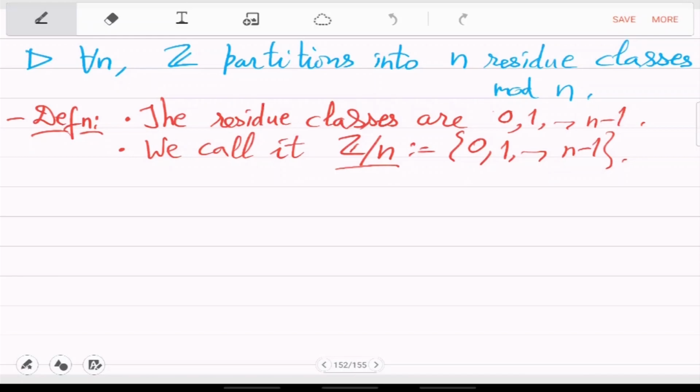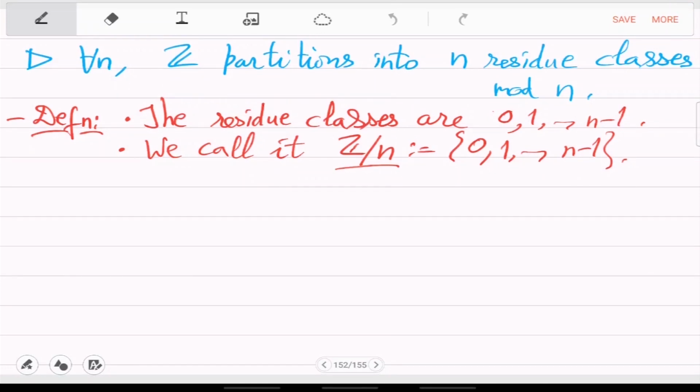So now there are only finitely many integers, and that set is called Z/n. These are all the integers now. There are only n integers, 0, 1, 2, up to n minus 1, obviously for a given n. If you change n, then the set of representatives will change. Arithmetic will totally change. Any questions till now?